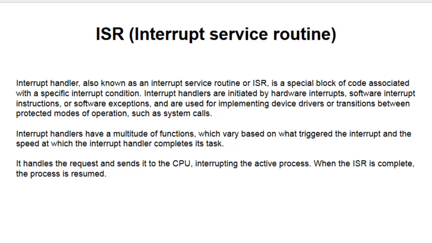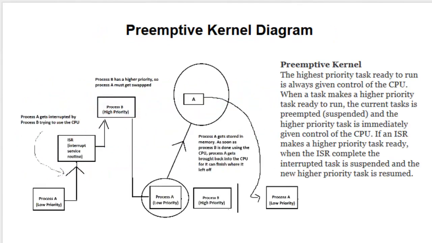Interrupt handlers have a multitude of functions which vary based on what triggered the interrupt and the speed at which the interrupt handler completes its task. It handles the request and sends it to the CPU, interrupting the active process. When the ISR is complete, the process is resumed, and we're going to be seeing that within the next set of diagrams. Preemptive kernel diagram.